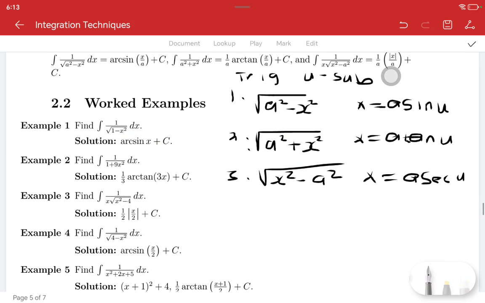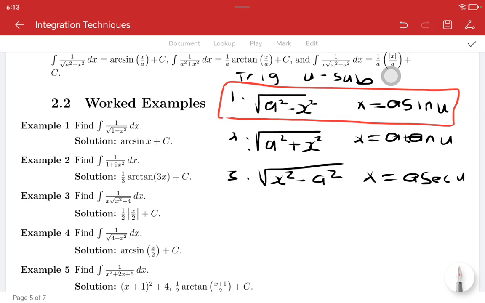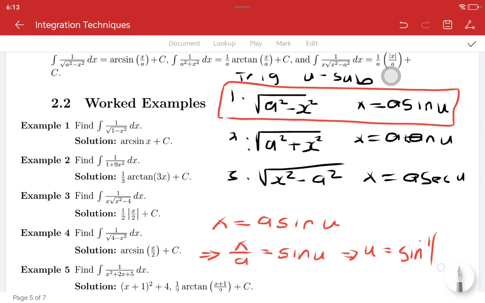If I'm dealing with the first one and I'm looking for the inverse sine, it means that I'm going to say here that x is equal to a sine u, which implies that x over a is equal to sine u, and this implies that if I introduce the arc sine on both sides, u is equal to arc sine x over a.